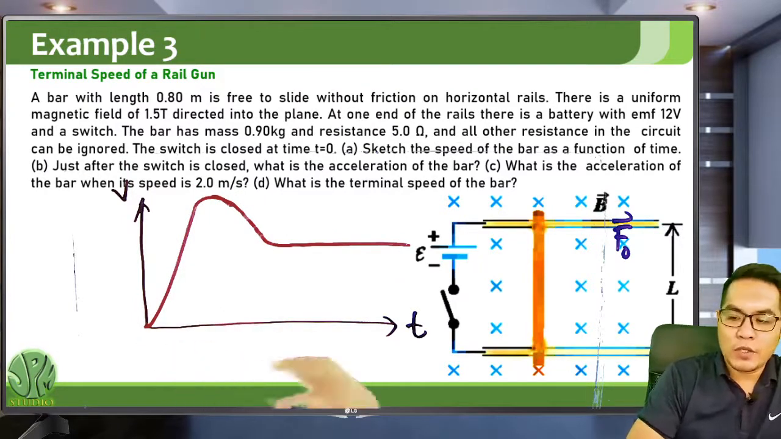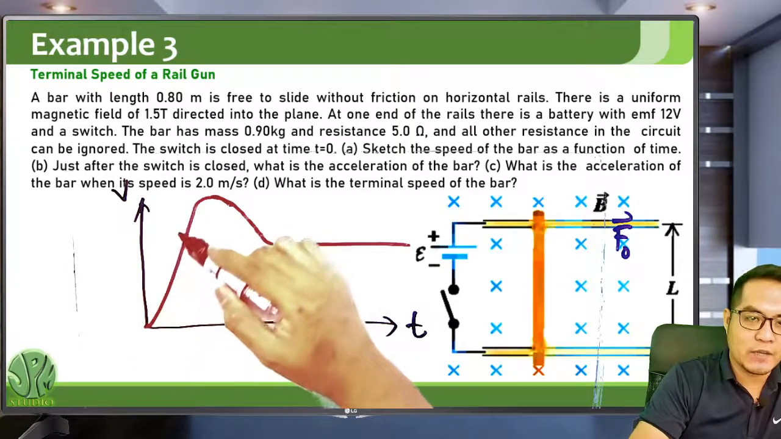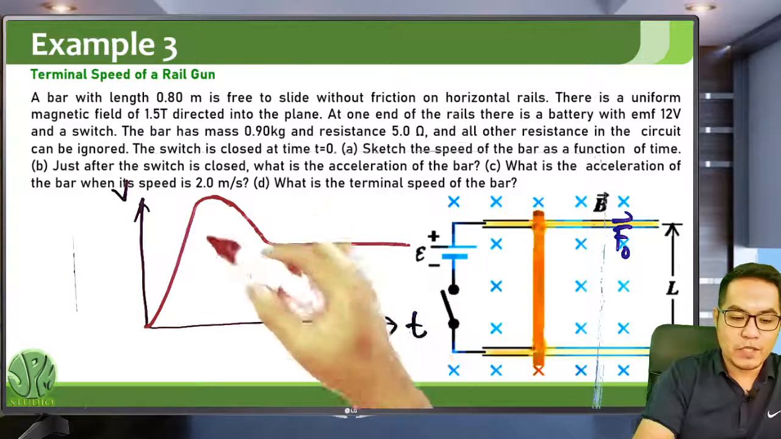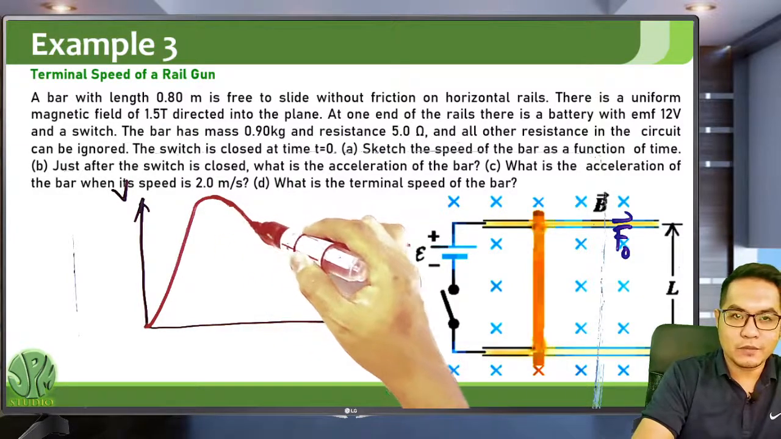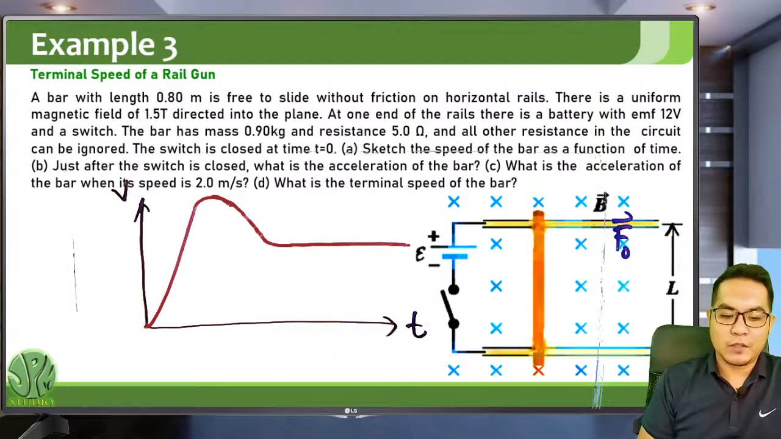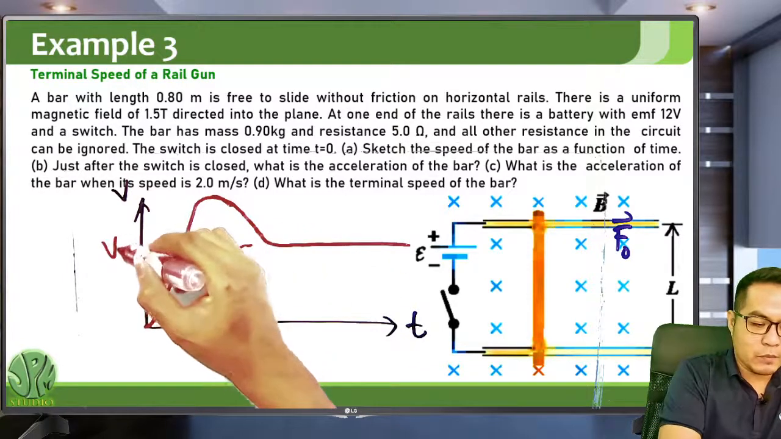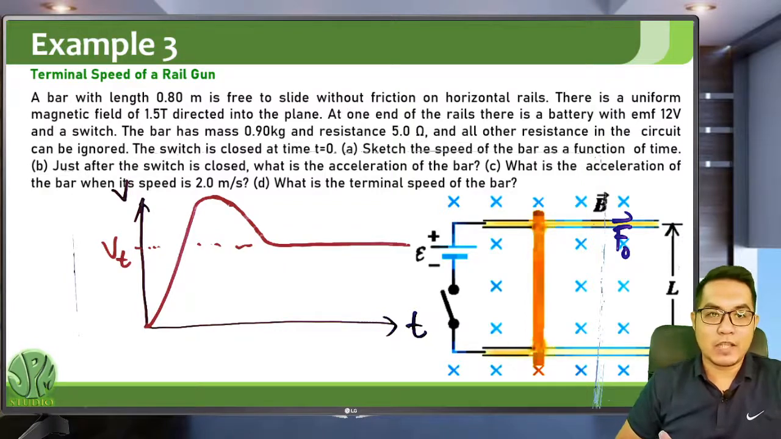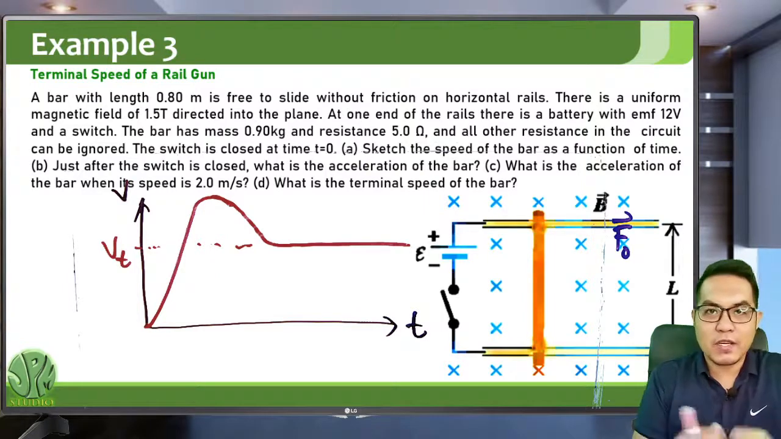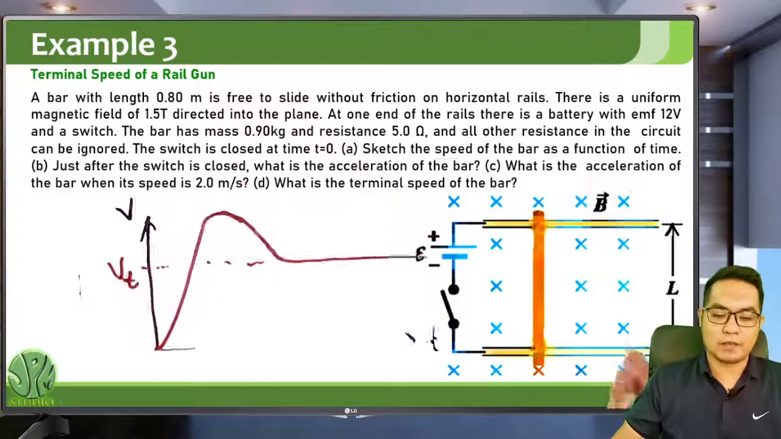Initially, when only the original force is present, it's accelerating and its speed is increasing. But then there's a force in the opposite direction, so it will try to slow down. And when the two forces are balanced, this speed is what we call the terminal speed. This is actually the last question for this problem, the terminal speed. The two forces are equal, meaning the bar is no longer accelerating. It's now moving at constant velocity because it no longer has acceleration. So this is for letter A, that's the plot.